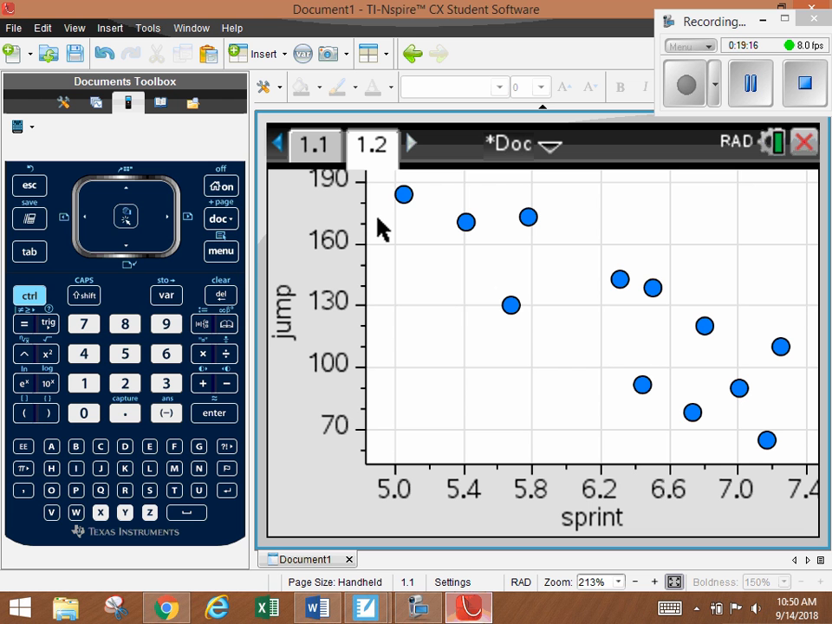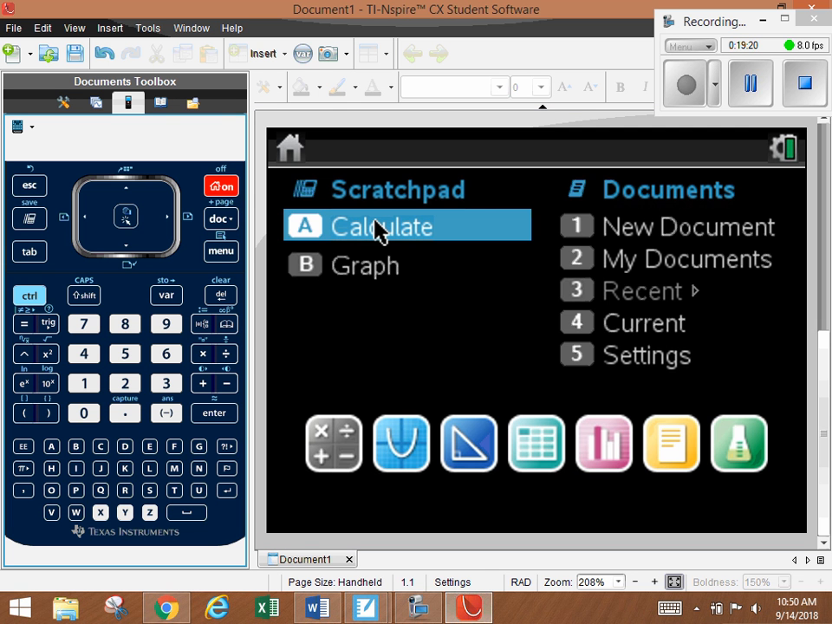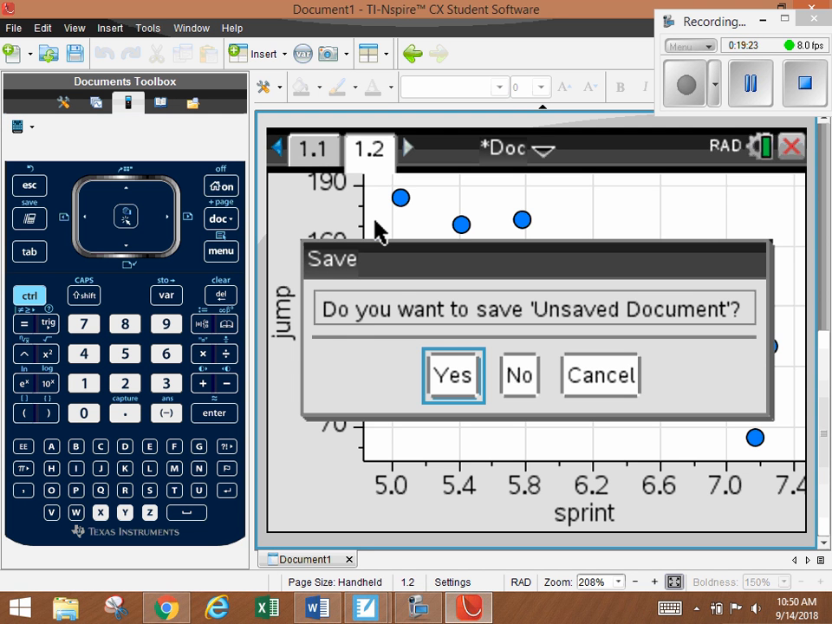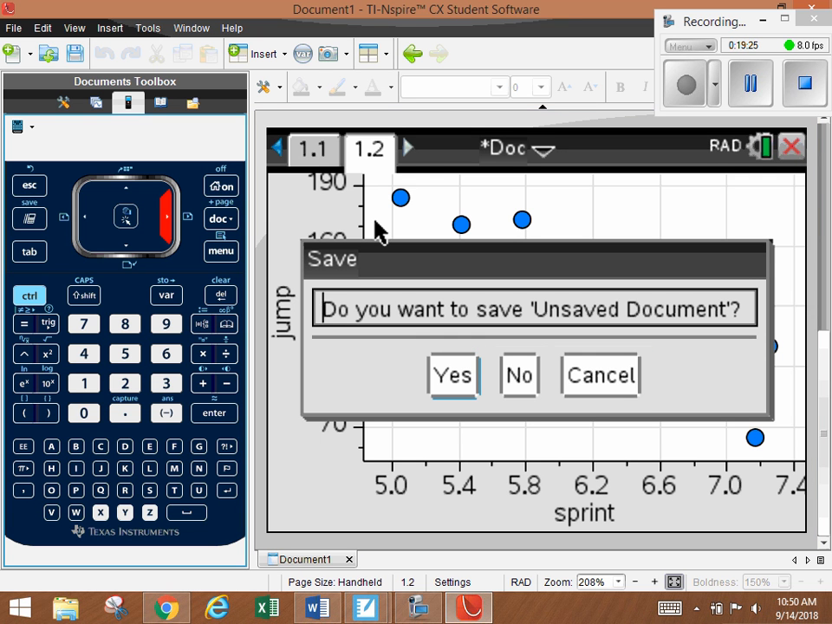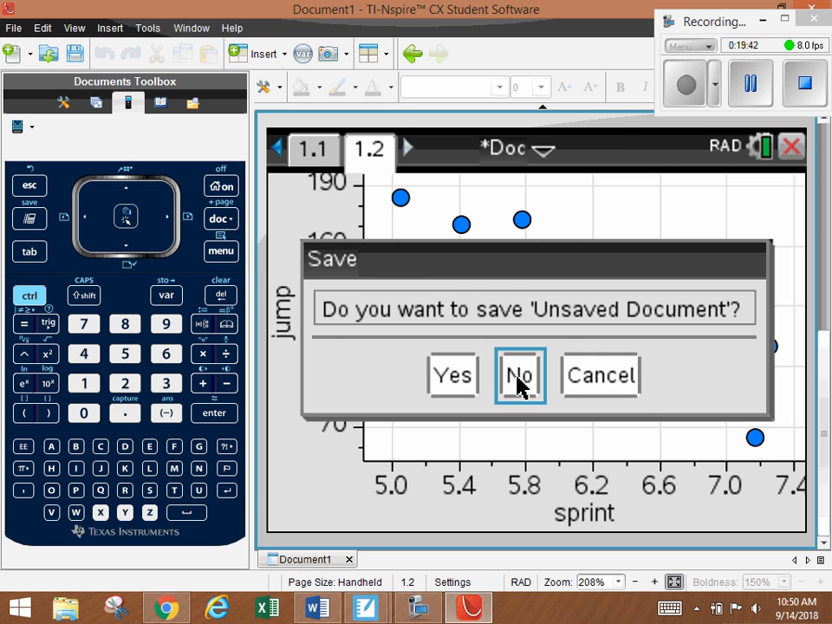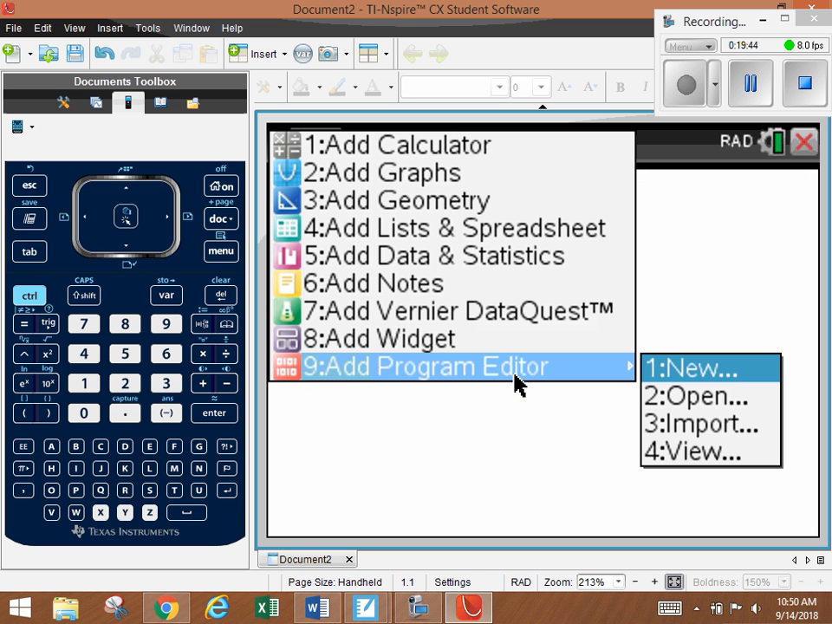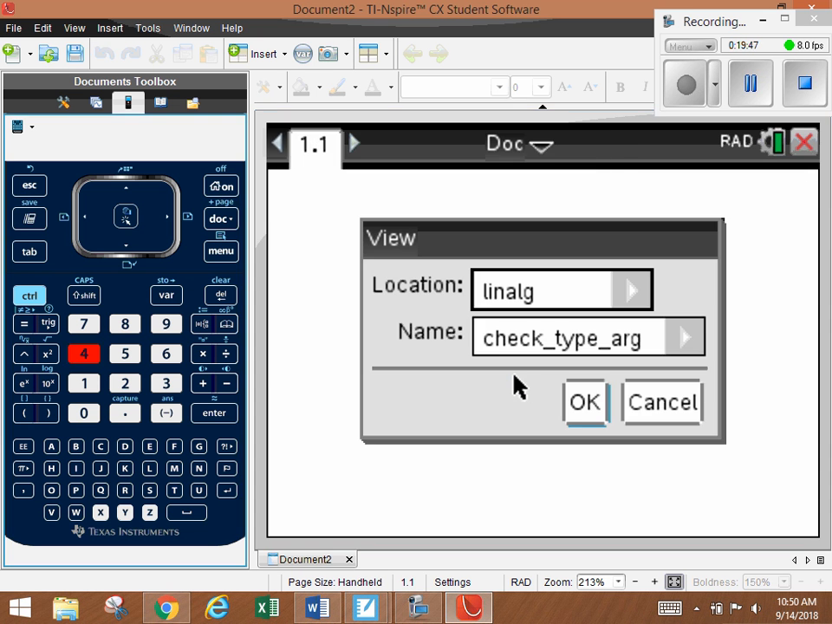I'm going to go ahead and, so what are we going to do? We're stuck here, right? Let's go home. Let's make a new document. Do we want to save it? Nah, I don't think we need it. We'll need a new list and spreadsheet.